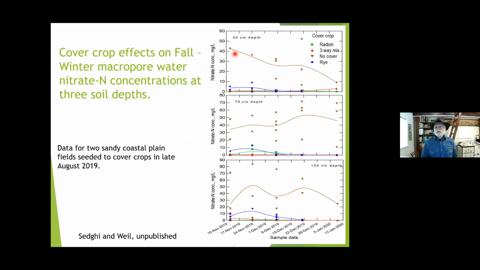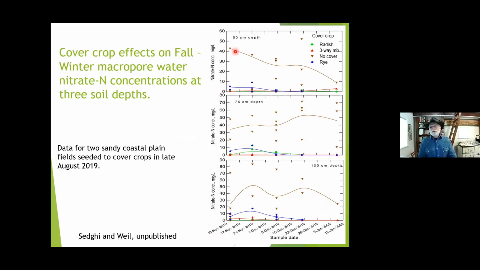This is data showing similar samples at different depths. So you can see all these were planted early, but you can see the difference in species. Not much difference in species. They were all planted early. So whether it's a 3-way mix or rye or radish, nitrate was all low throughout the year. This is starting in November and running through January. So this is the late fall and winter.